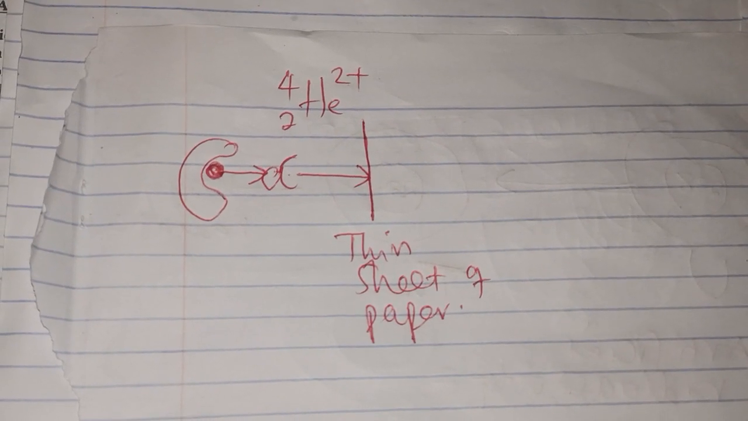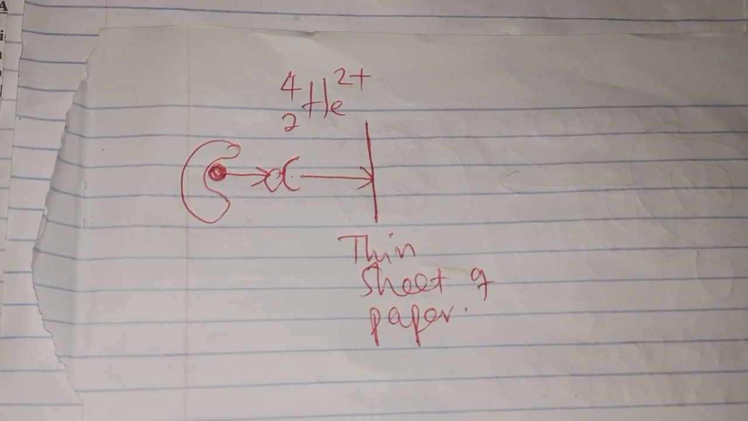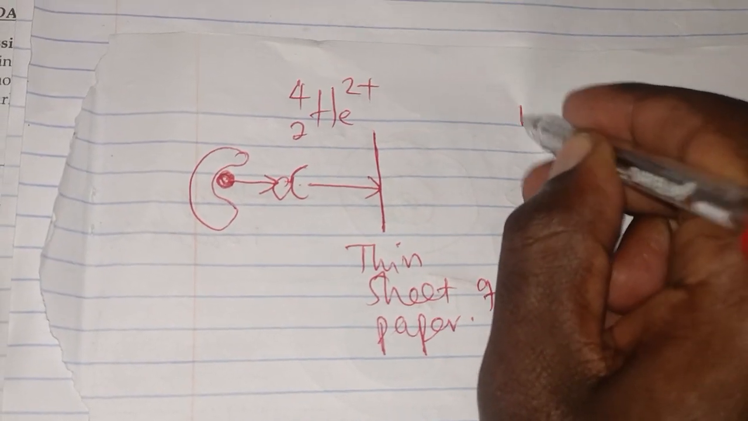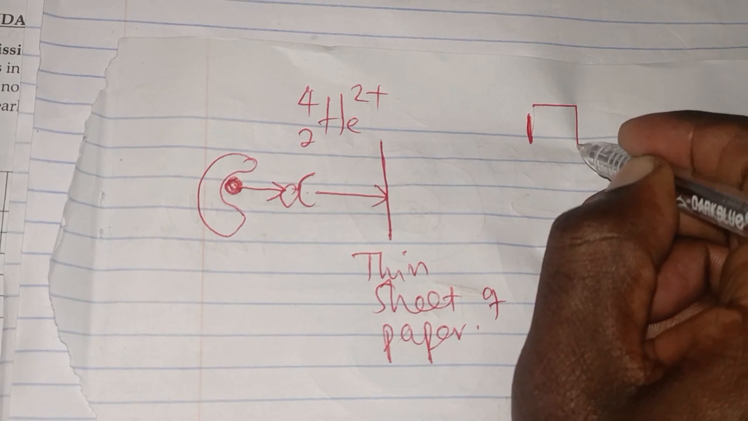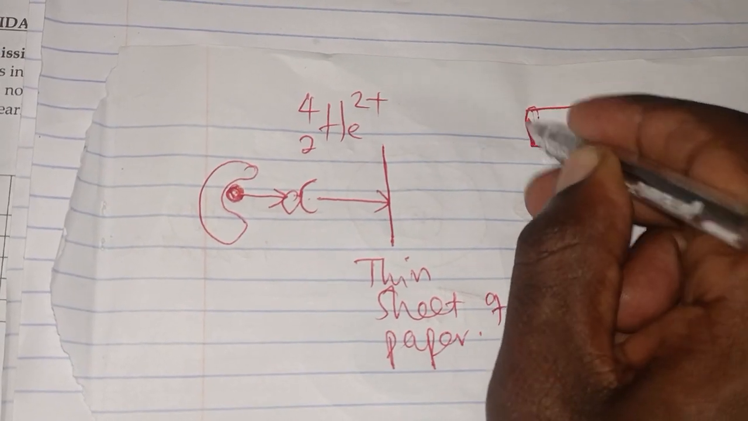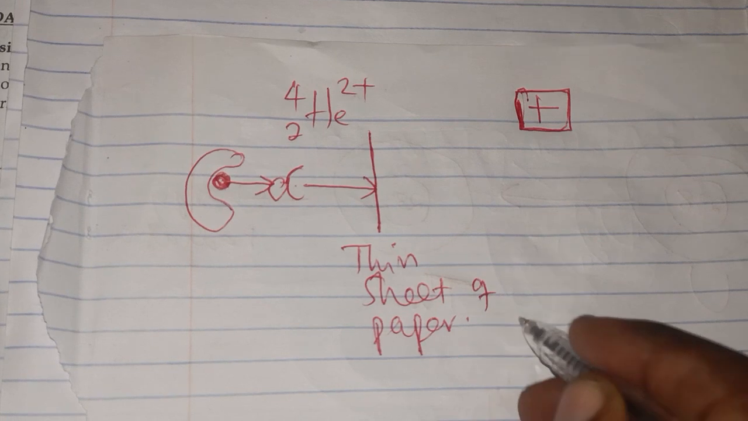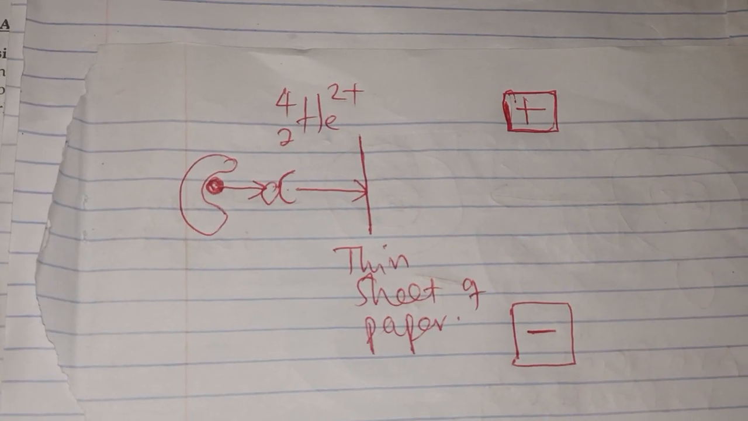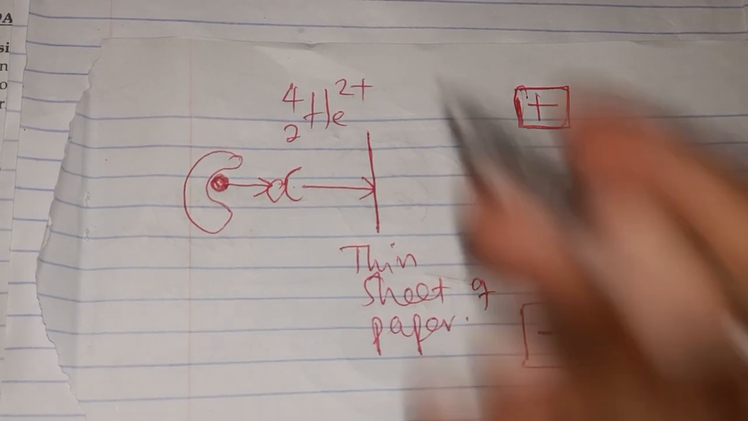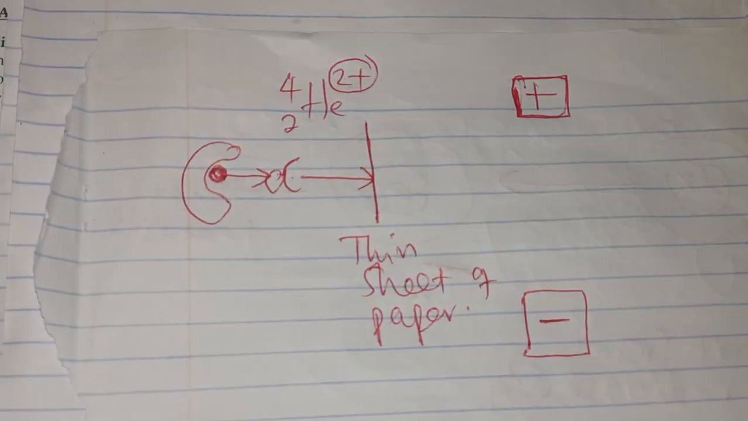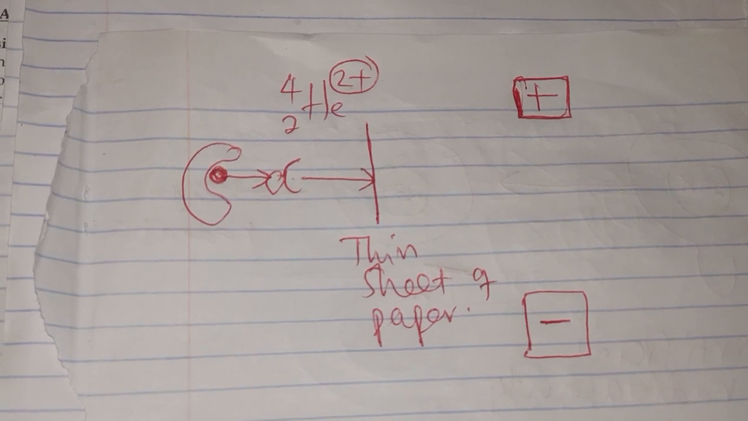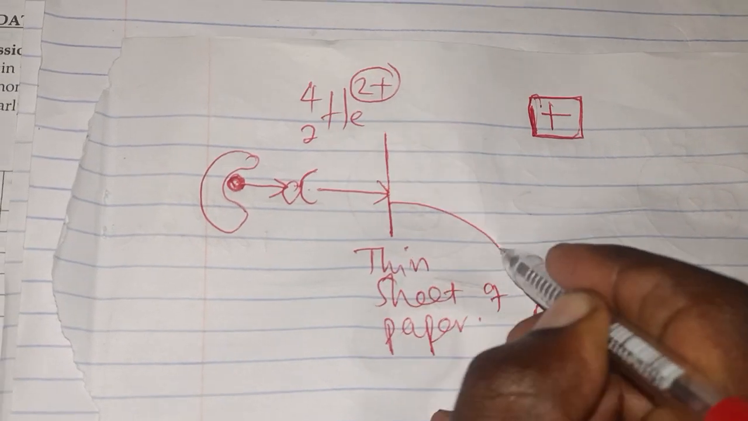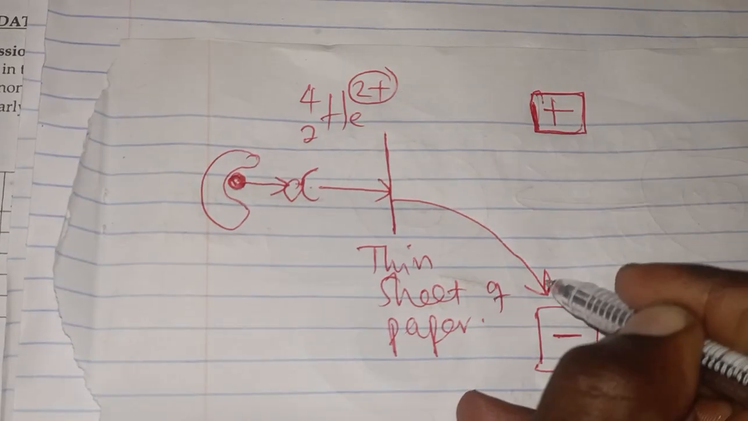So you can see its ability to get deflected in an electric field. For example, if I have this as my positively charged plate, and this becomes my negatively charged plate, where is this alpha particle going to get deflected? It is carrying a positive charge. Like charges repel and unlike charges attract. So that means it is going to get deflected toward the negative plate in our electric field.